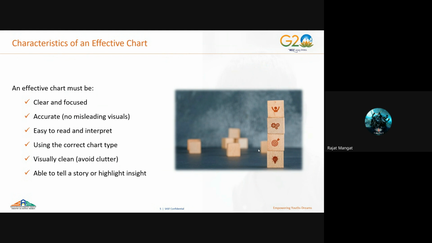Okay, so your data must be accurate. Try to focus more on cleaning the data. The cleaner your data is, the more accurate your results will be, whether you are building a model or whether you are building visualizations.